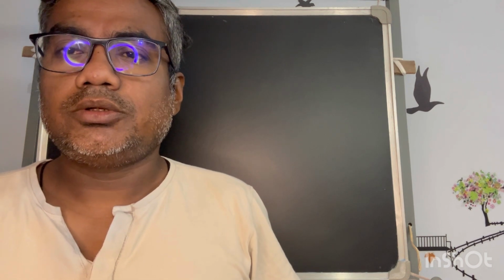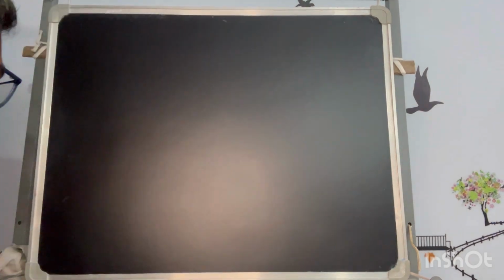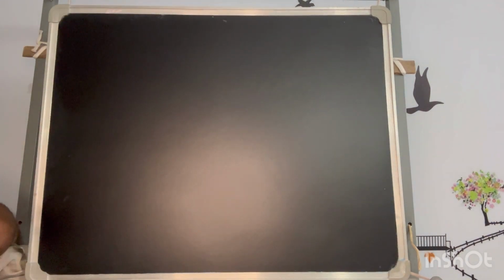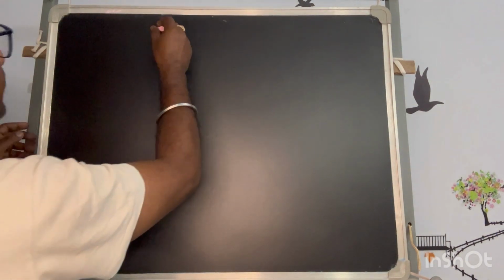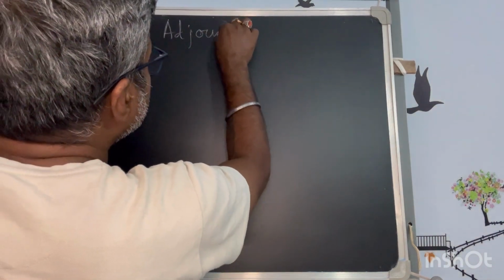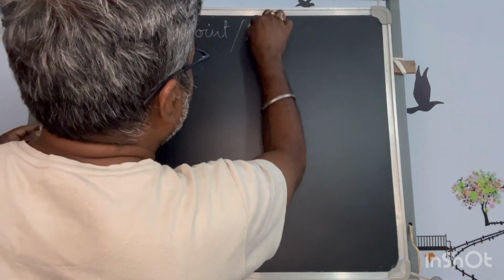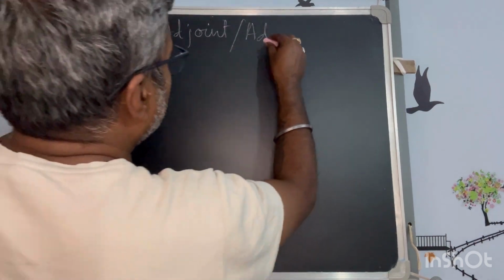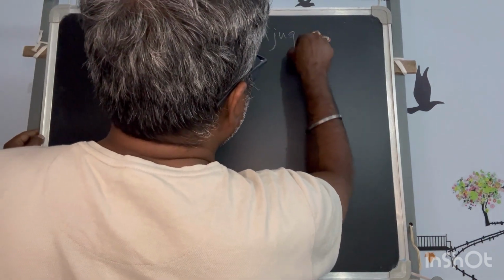So in this episode, we will learn how to find the adjoint or adjugate of a matrix. And further, we will see what is the use of this topic in other parts of the matrix. Okay, so let's start with the topic called adjoint, or alternatively also called adjugate.